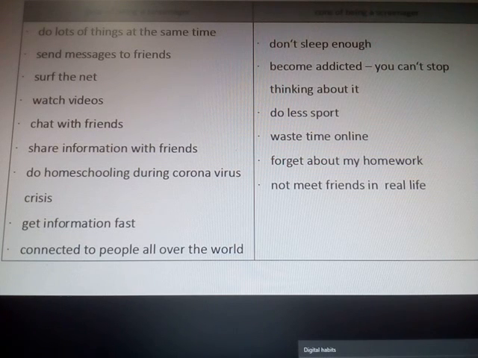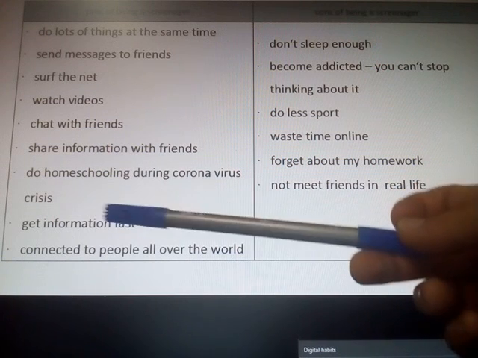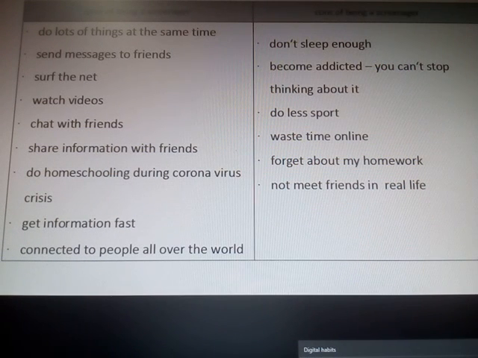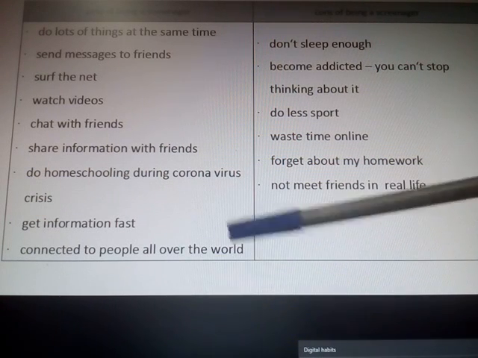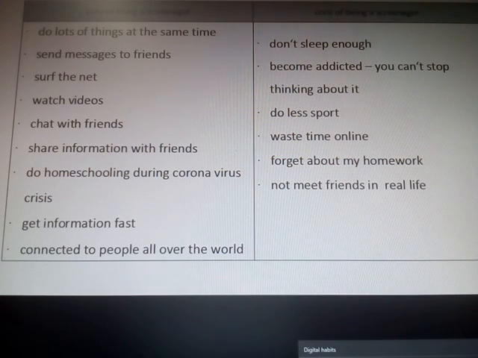I don't know if that's good or bad. I'd like to go to school, to be honest. Get information fast. That's like my most important point. I mean, it's so easy to get information, to look up words on the internet. If you don't know the name of an animal or something that you can't remember, you just Google it and there it is. You can connect to people all over the world, which is great.